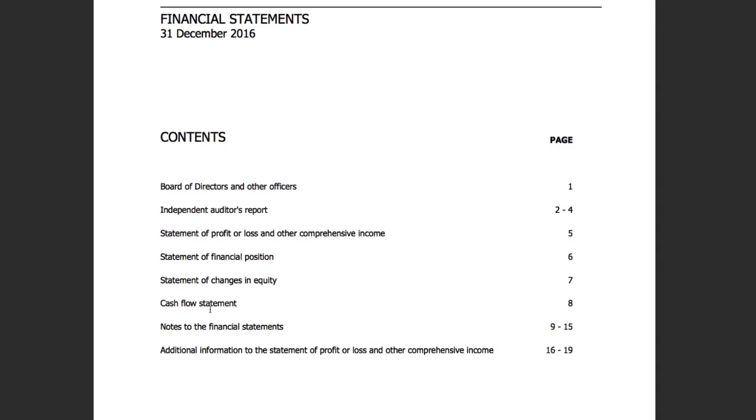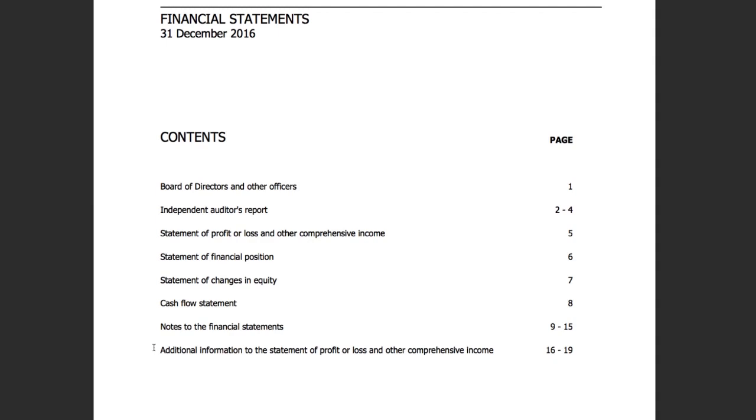Maybe it's a bit too much for beginners. Page 9 to 15 are the notes to the financial statements. Again, 80% of them are standardized notes for simple company structures. What you do need to pay attention to is the last pages of this entire set, pages 16 to 19, which is the additional information to the statement of profit and loss and other comprehensive income. Basically, the last pages of the financial statements will show you in detail all the expenses and all the income streams and how you have arrived to the year-end profit or loss.